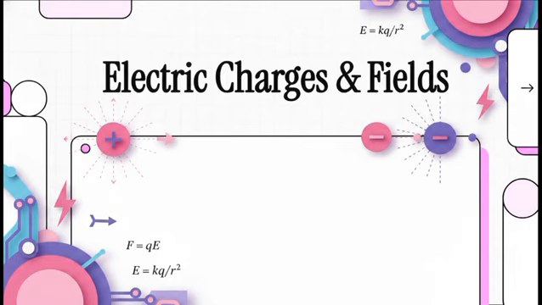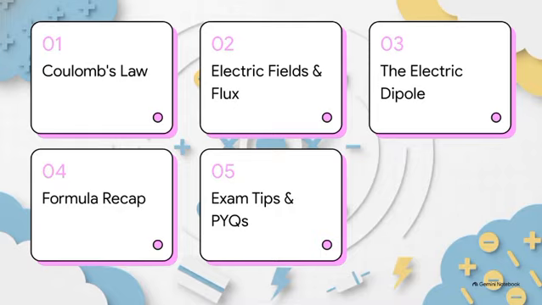We're going to completely tear down and rebuild the electric charges and fields chapter. फटाफट high yield concepts और tricky PYQs cover करेंगे. So get ready, because we're moving fast. Here's our blueprint for today. We'll be conquering 5 domains: charges and Coulomb's law, electric fields and flux, the electric dipole, a rapid important formula recap, and finally, some essential exam tips and PYQs.